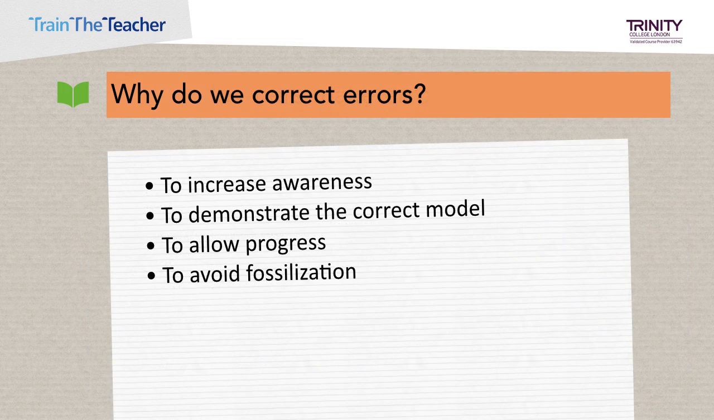Why do we correct errors? Well, for several fairly obvious reasons. We want to raise their awareness of the language errors they're making. We want to show them what the correct version of what they are trying to say is. We want them to progress and become better at English. And we want to avoid errors becoming fossilized, which is what happens if they continue to make the same mistake and it goes uncorrected over and over again.